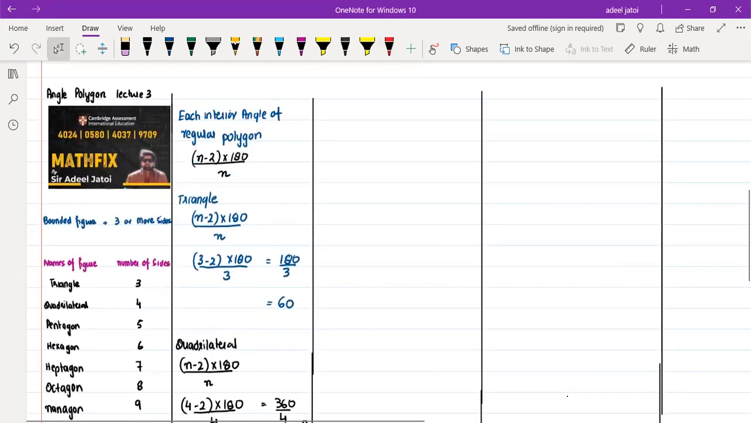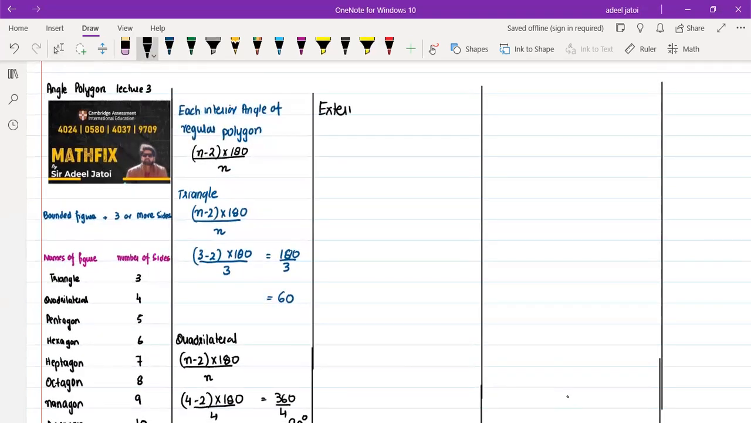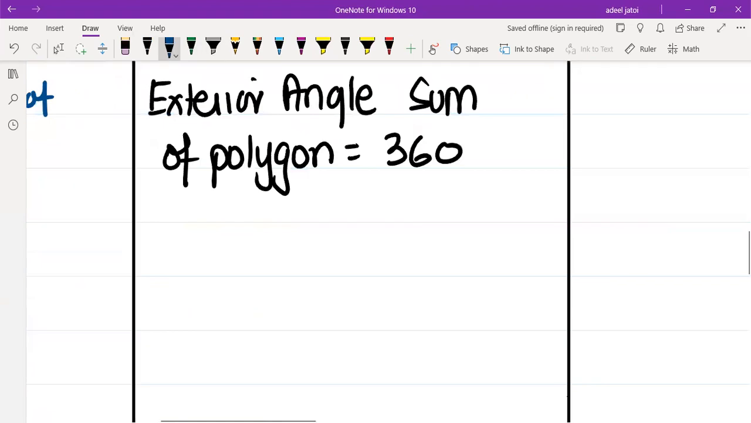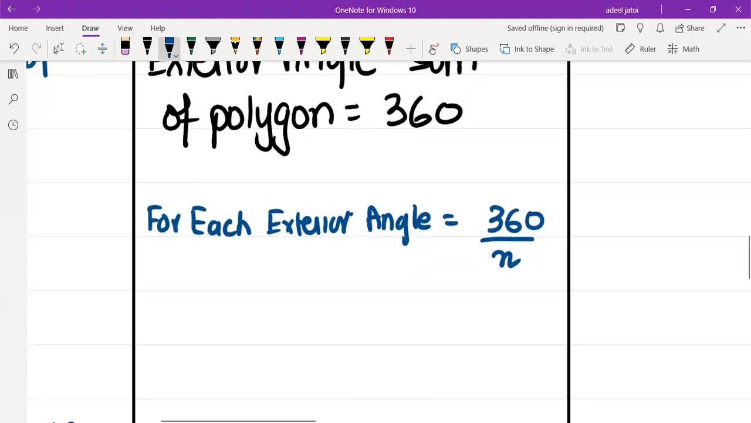Then you have the exterior angle sum of a polygon, which is equal to 360 degrees. This is official. That means any regular polygon will have a sum of what? 360 degrees. Similarly, any normal polygon has a sum of 360 degrees. So we can always say that for each exterior angle, your formula should be 360 upon n.